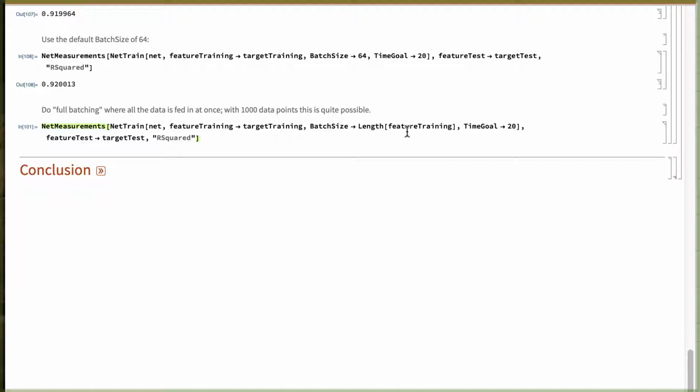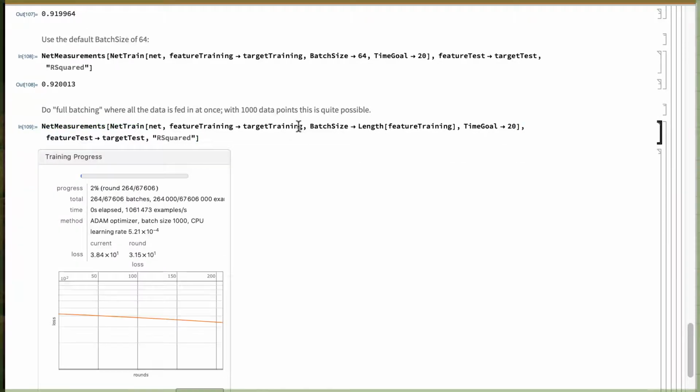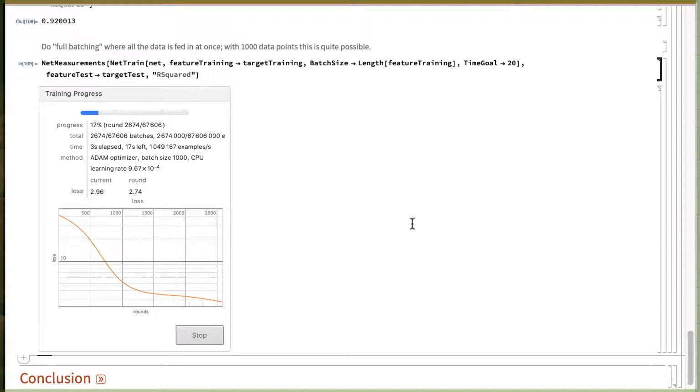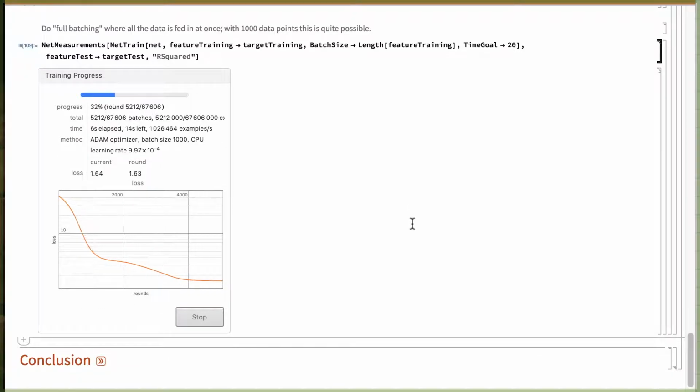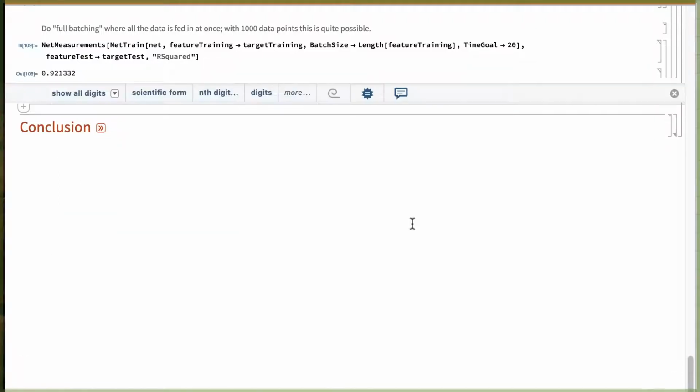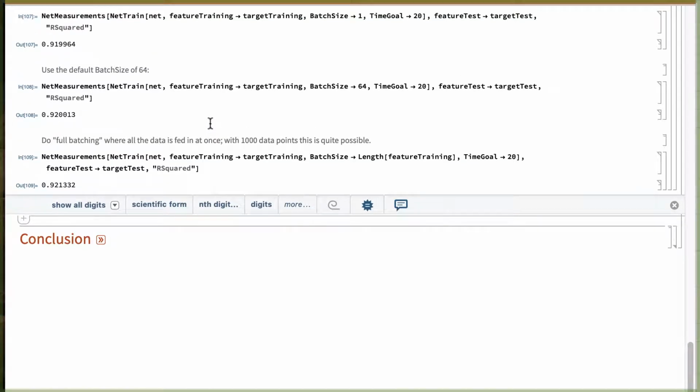All right, let's see if full batch does any better. Okay, we've set it to the length of the feature training data, which is the whole shebang. All right, it's diving, going down nice and smooth because it's being fed all the data at once. And let's see how it can do. Seems to have pretty much stabilized. And 0.921. So at least on this data today, and there is an element of randomness here, it didn't make much difference how I batched. I will say in the past, I have done better with bigger batches, but that's the way the network crumbles.